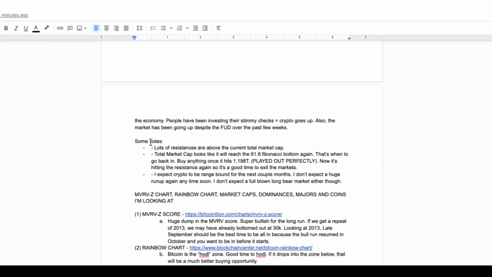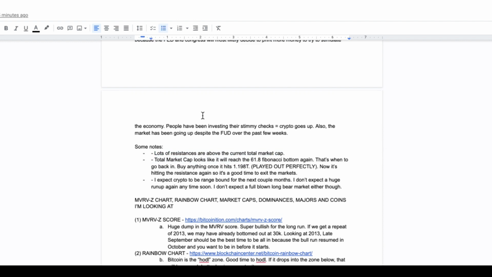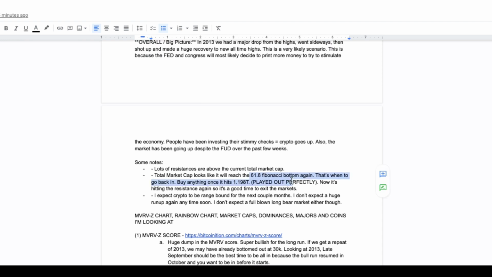So these are the notes from last time. Last time I said lots of resistances are above the current market cap. Total market cap looks like it'll reach the 61 Fibonacci again. That's when to go buy back in. Buy anything once it hits basically 1.2 trillion. Played out perfectly. Now it's hitting the resistance again, so it's a good time to exit the markets. I expect crypto to be range bound for the next couple months. I don't expect a huge run.